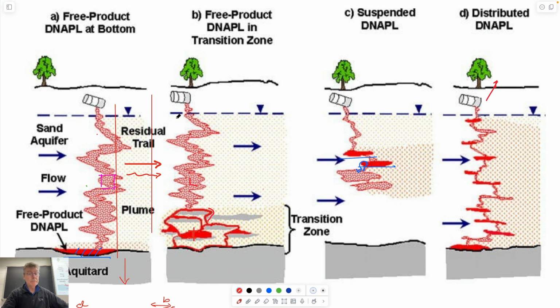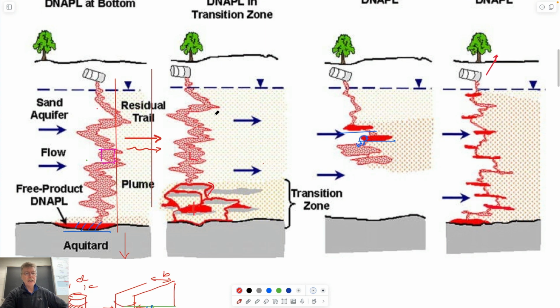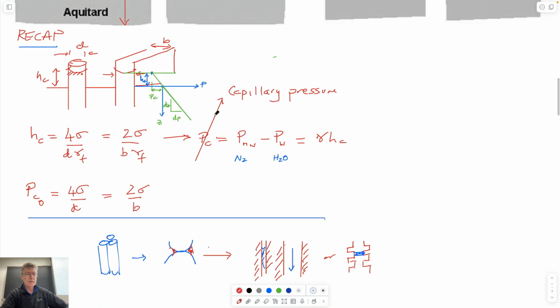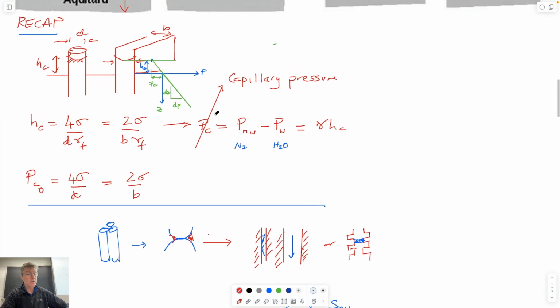These are all NAPLs, right? Because this is the water table, and they've transited to the water table. And then from our second class, which is on the Thursday, we had at least these representations of what's going on.